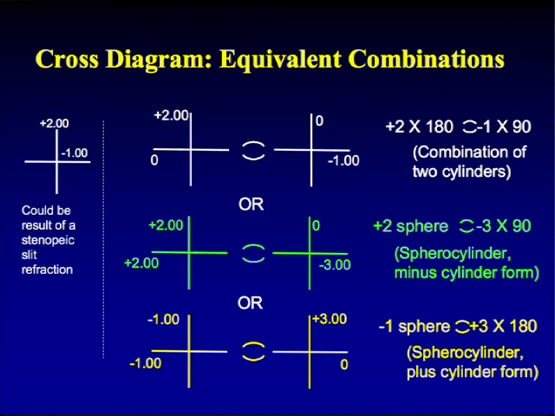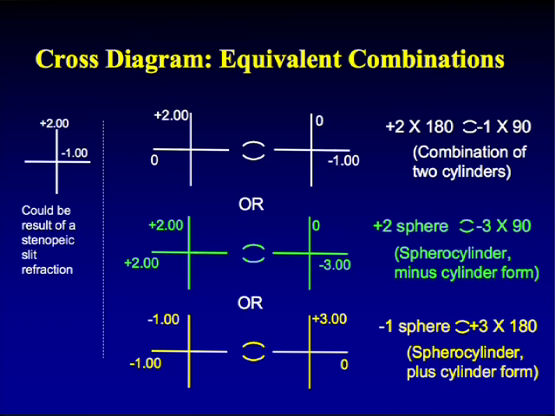So we can write that out in numbers. This is +2 in the 90-degree meridian, or +2 axis 180. And this is combined with -1 in the 180 meridian, or -1 axis 90. But that still doesn't look right. It doesn't look like a glasses prescription, and that's because it's just a combination of cylinders. We want spherocylindrical notation, a sphere and a cylinder.